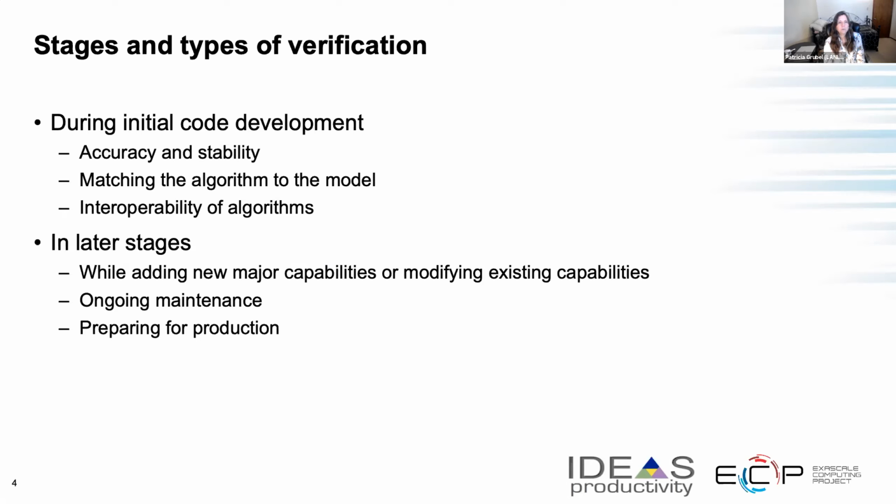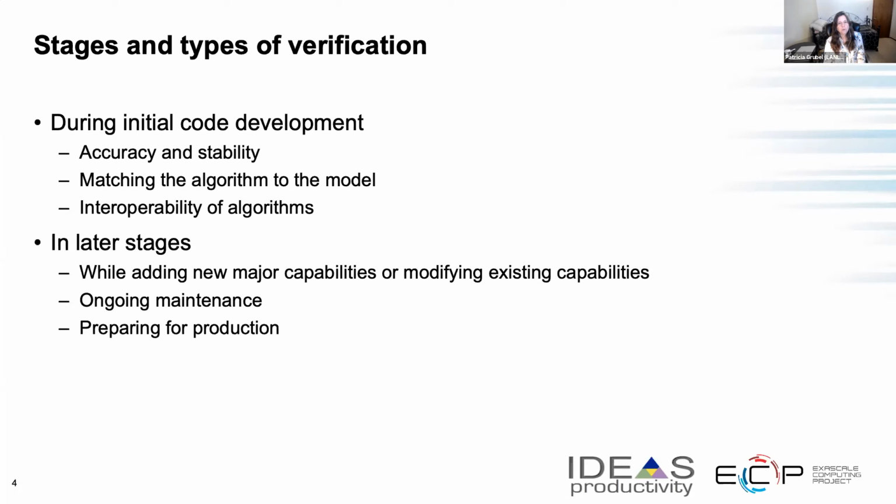So as you're developing your code, you want to look at the stability and the accuracy. Stability: as changes are put in, make sure that the components are still behaving as they should. And then you want to make sure that you are actually matching the algorithm to the mathematical models that you are implementing. And as you are going, you have to develop tests that show that the algorithms are operating in a manner where their interoperability is not changing the accuracy and the stability of the components.